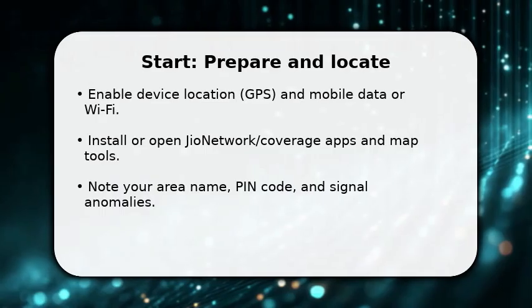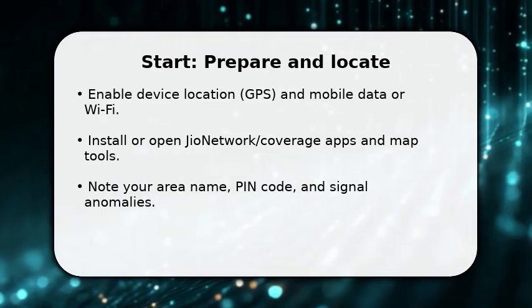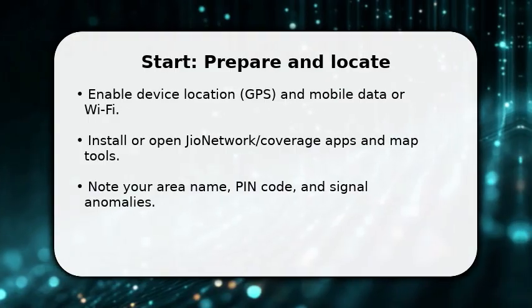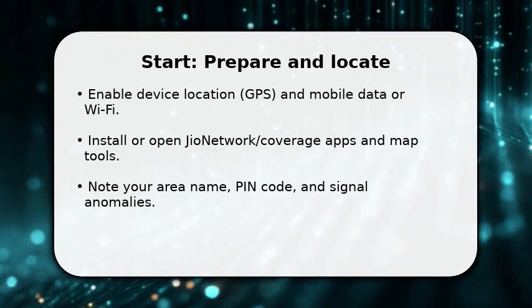You begin by enabling GPS and mobile data so the phone reports precise coordinates. Open Geo's coverage tool or a trusted network mapping app. Grant location permissions when prompted.